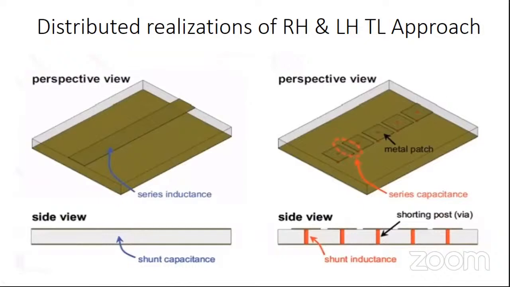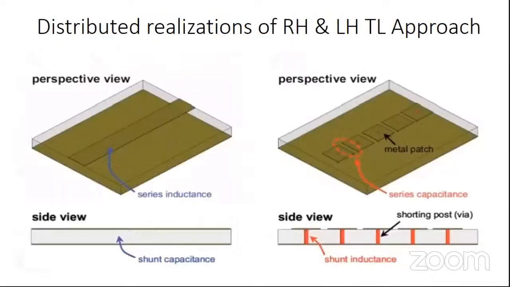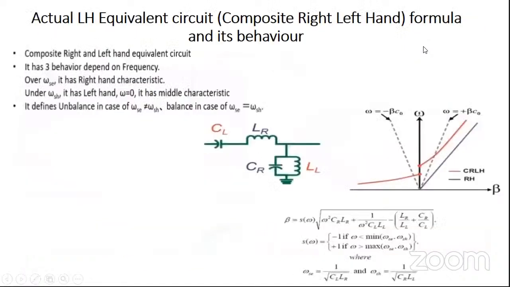Okay, so we need to plot the graph, and from that graph we can realize that this material is acting as a metamaterial. Okay, so for that, this is the combination. This is a single RH and this is a single LH element.